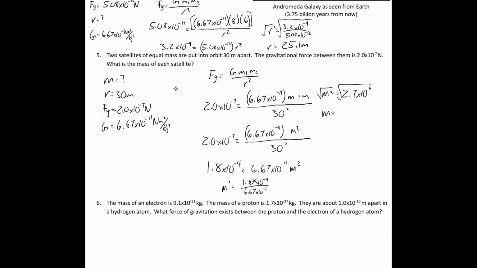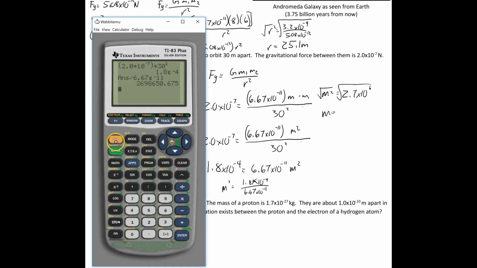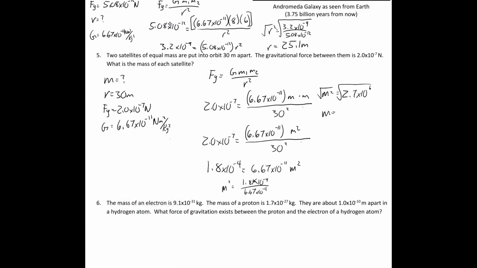What is one mass equal to? So you take the square root of your answer, second answer. You guys know you could do that, right? Some people don't. And it's where the negative is, second answer. You get 1,643 kilograms. So that is the mass of one of the satellites.